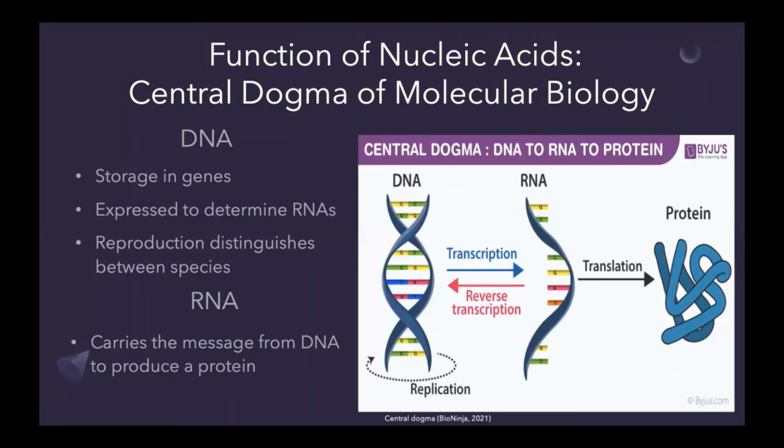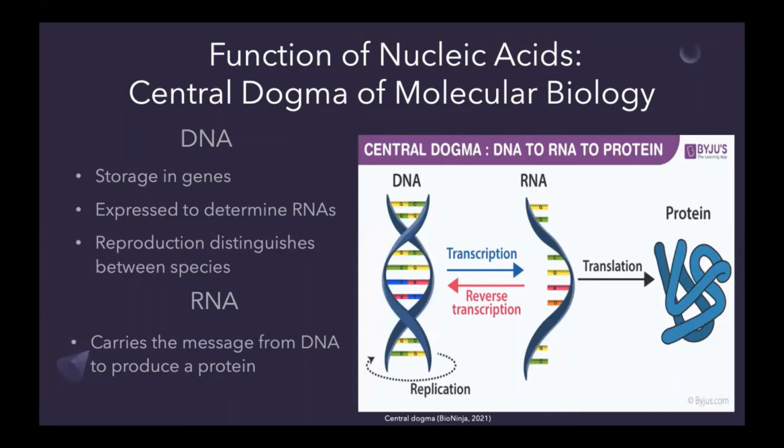The main functions of DNA, of course, are the storage of information in genes, which are small pieces of DNA. DNA is expressed in the form of RNA and eventually a protein. And then, of course, DNA is important to distinguish between species. That's what gives the instructions for the physical traits, the phenotypes, not just the genotypes of different species.